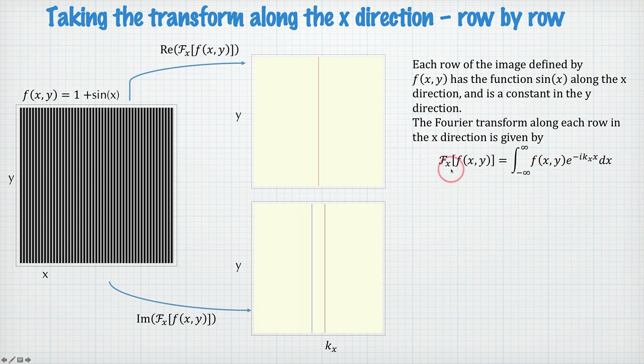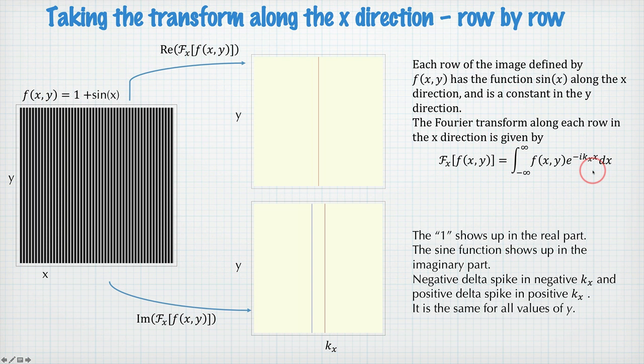The Fourier transform is defined like this. So we're taking the function f of x, y, and then taking the Fourier transform in the x direction with this kernel, which has got kx in it, and integrating over dx. And as I've said, the 1 shows up in the real part, the sine wave shows up in the imaginary part, and we have positive and negative delta spikes for the sine wave.